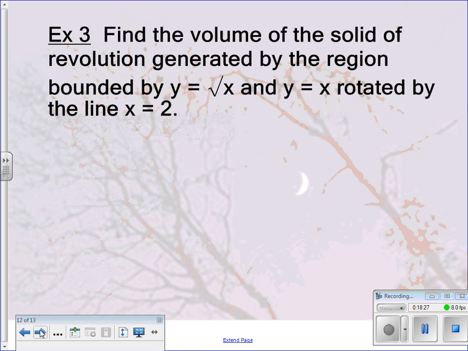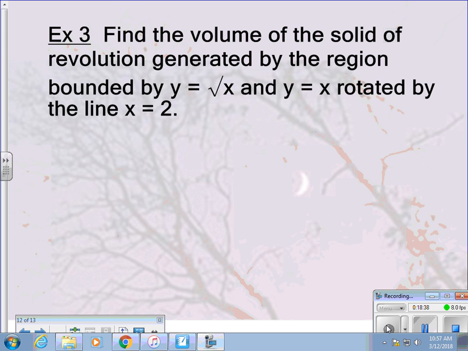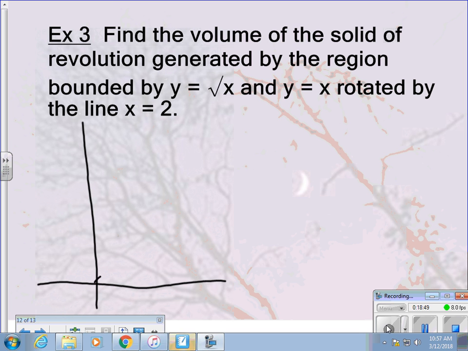Example 3. Find the volume of the solid of revolution generated about the region bound by y equals square root of x and y equals x, rotated around the line x equals 2. So please take a moment. Your first step: draw a diagram. So 0, 0, and this would be 1 for our bounds.